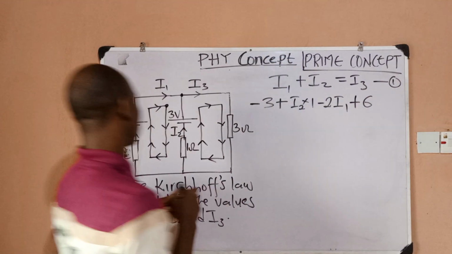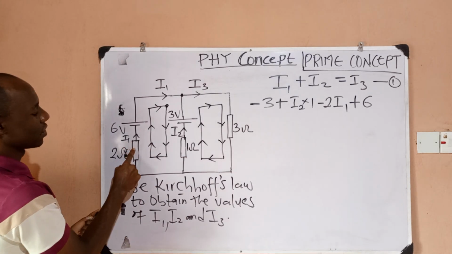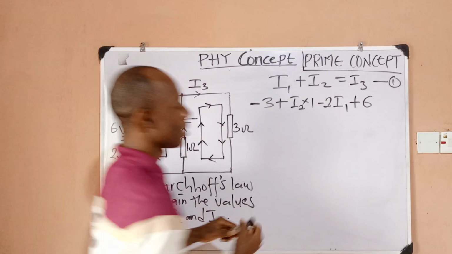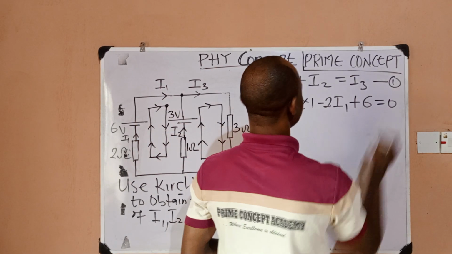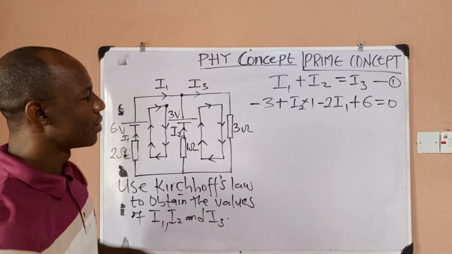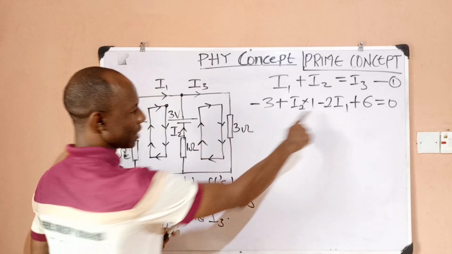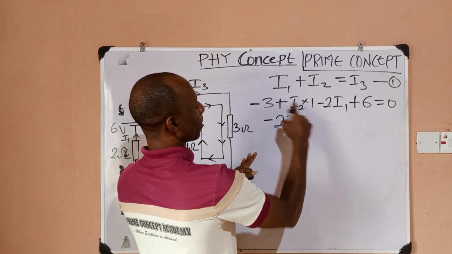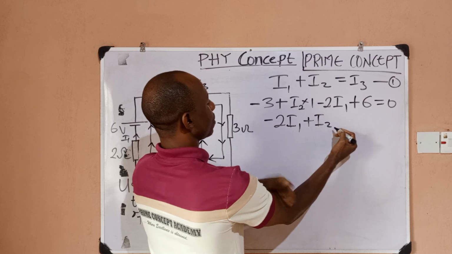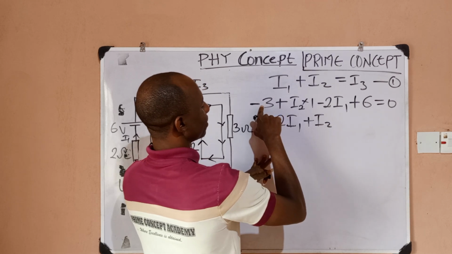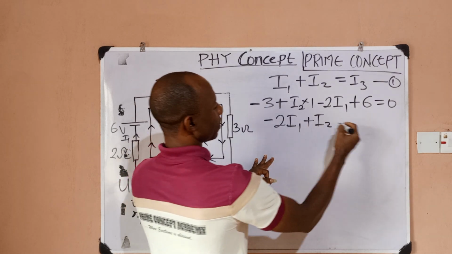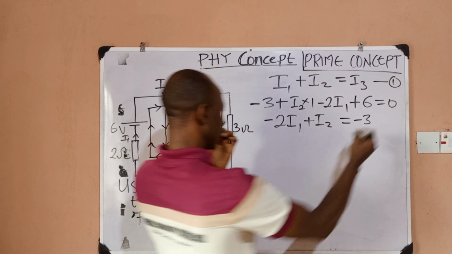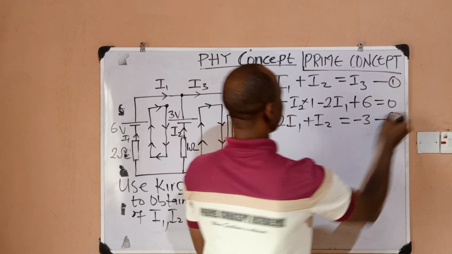Now I'm done touching all the circuit elements. I've considered this, this, this and this. So I'm going to equate to 0. Now I'm going to arrange this in a better way. I'll be writing I1 first. So I have negative 2I1 plus I2. Then 6 minus 3 is 3. Then if I move it to the other side, it becomes negative 3. Right? So I'm going to call this equation 2.